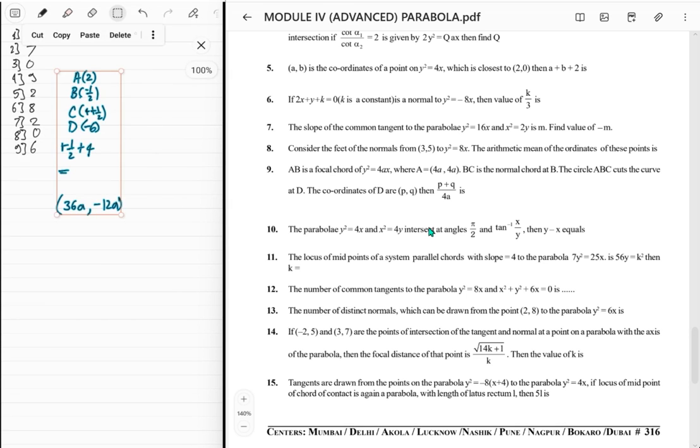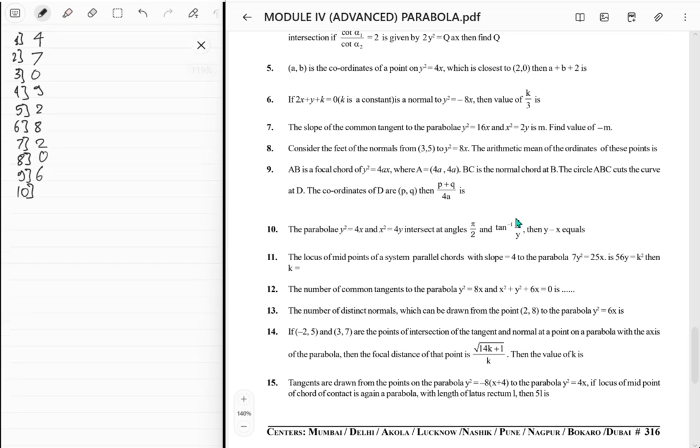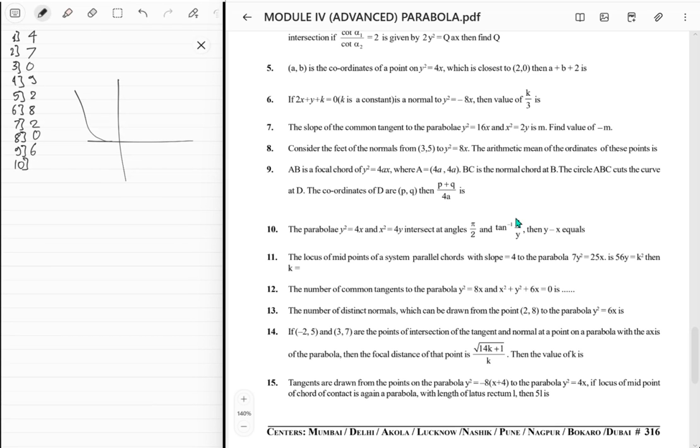I thought it would involve co-normal points and whatever. Nah, just involves this circle passing through a parabola. Parabola y squared equals 4x and x squared equals 4y intersect at angles pi upon 2 and tan inverse of x upon y. Okay, this is not related to the coordinates, just some numbers, right? So x squared equals 4y, something like this, and y squared equals 4x. Here they cut at 90 degrees. We got this other point, which let me just guess, 4 comma 4, right? That's the point. So 4 comma 4, yeah, these cut over here.